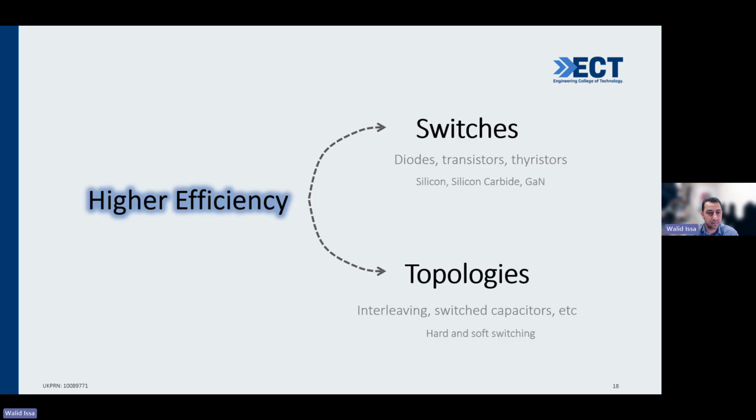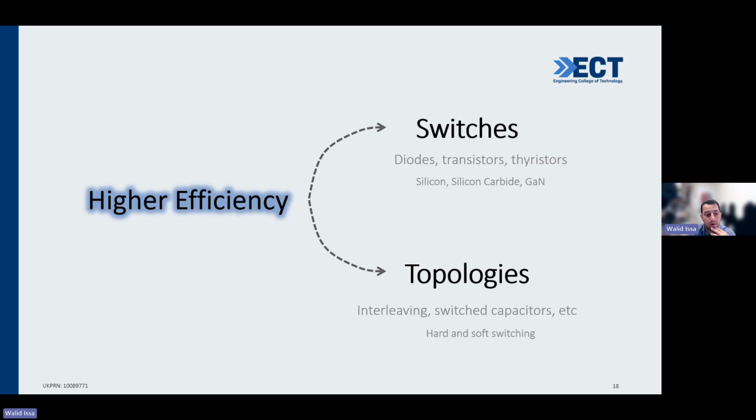How do we increase the efficiency? We increase the efficiency by using good switches. When I say switches, I mean diodes, transistors, thyristors. Transistors were made of silicon for decades and decades, but nowadays they are made of silicon carbide and GaN. You have to make a good selection. If you are doing power electronics design, you might say, I don't want to stick with silicon; I will see if I can use silicon carbide or GaN. That will reduce the losses and increase the efficiency.